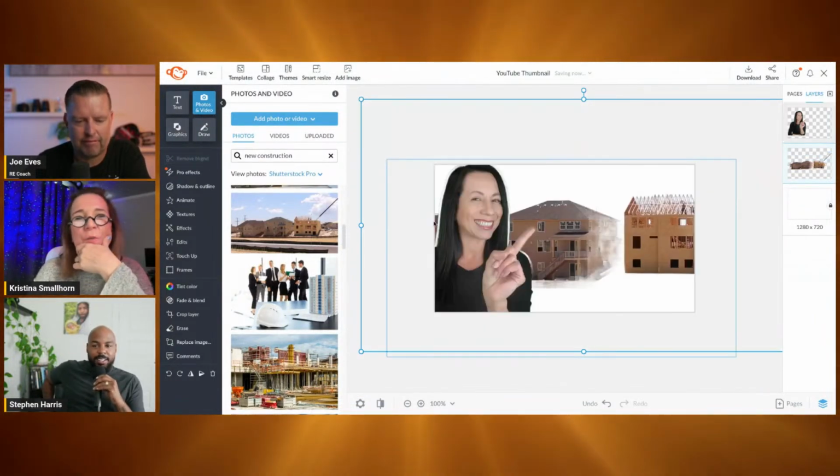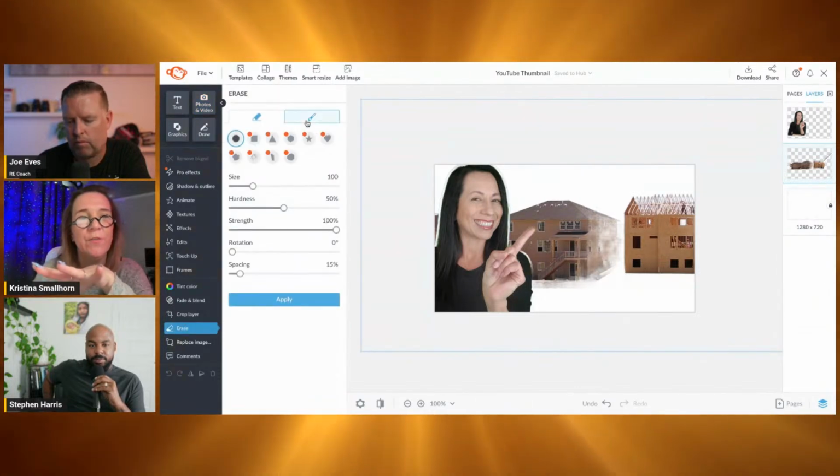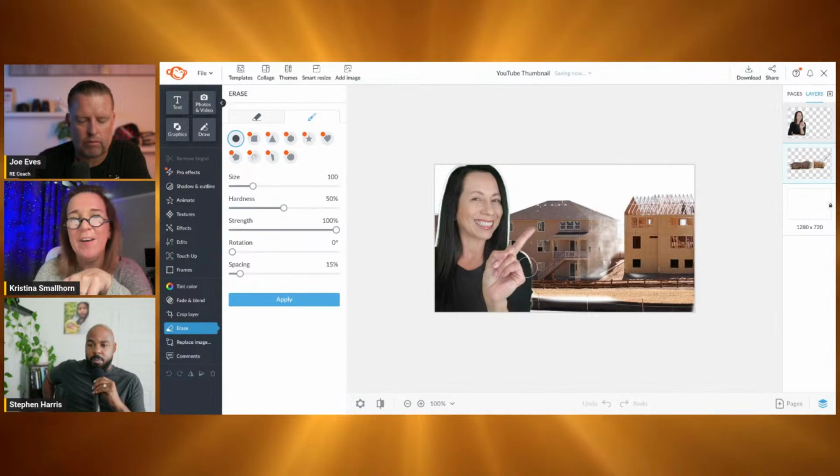So, this is PicMonkey. Sometimes it does this thing when you're removing the background, it takes out too much. But if you have PicMonkey and you see this, don't fret. You can go to the erase and then hit the paintbrush and just put it right back. Well, there you go. Nothing's lost.